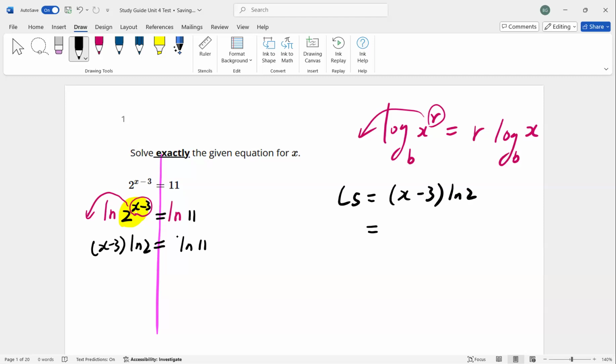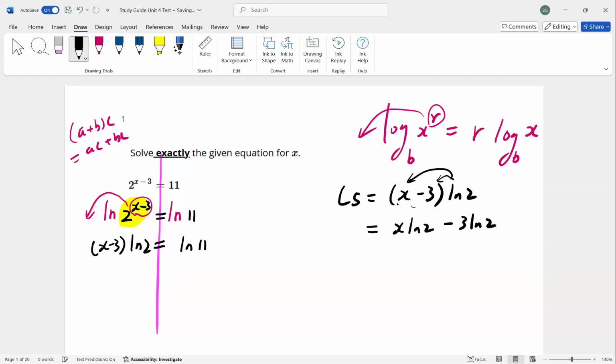To remove the parentheses and isolate x, we need to apply the distributive property. If it feels better, we can actually distribute to the right. The formula (a plus b) times c is a times c plus b times c. And we have x times ln 2 minus 3 times ln 2.